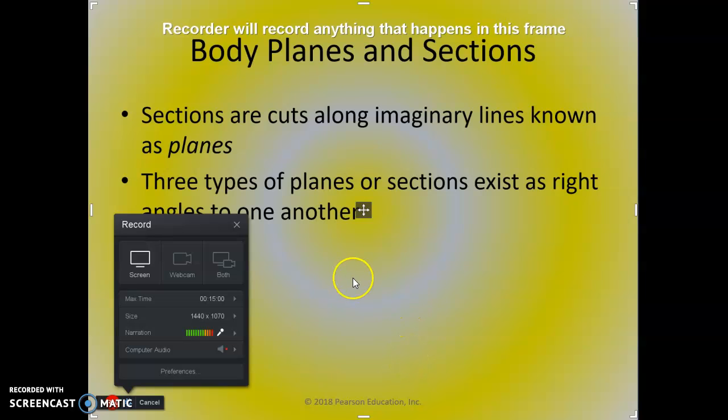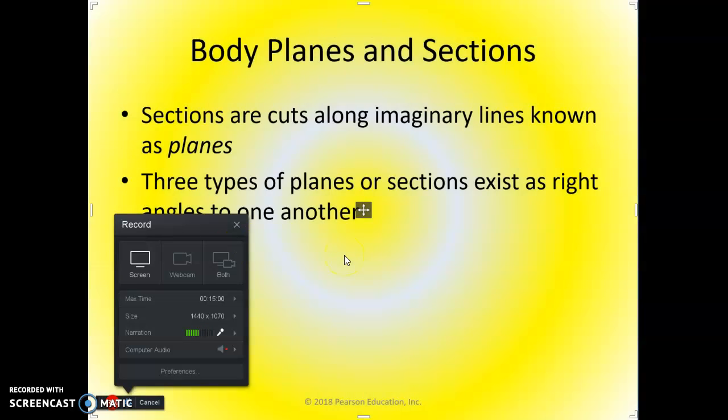All right, and here we go. So this is video 4. This should be the last video for this section, for lab 1. We're looking at body planes and body sections.